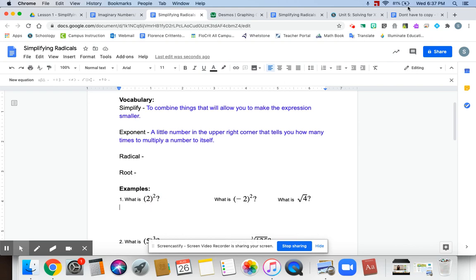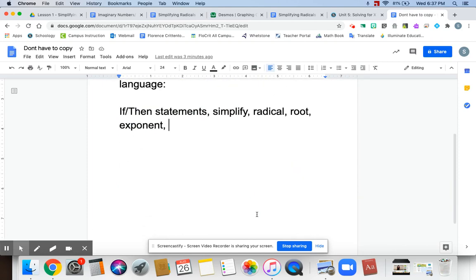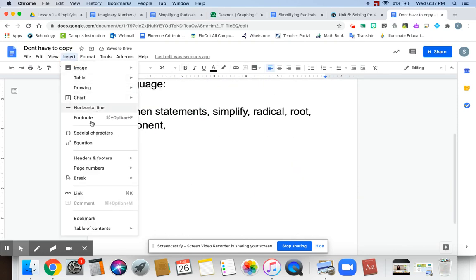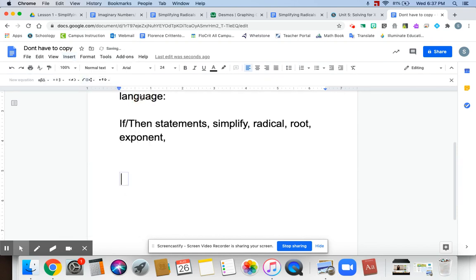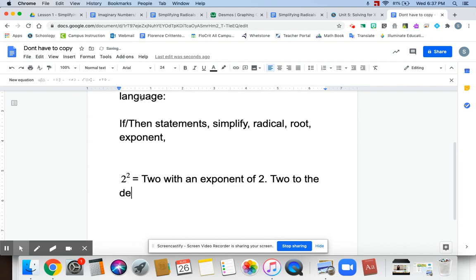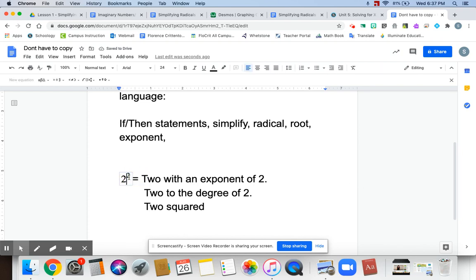They might also say, here, I'll write this down in the don't copy space just so that you can see it. So there's a few ways I can read this aloud. I can say 2 with an exponent of 2. I could also say 2 to the degree of 2. That's another way to say the same thing. And then the common one is 2 squared, because when the exponent's 2, we often say the word squared.